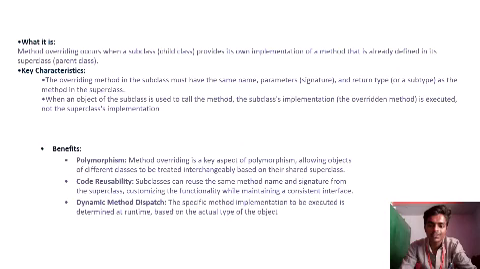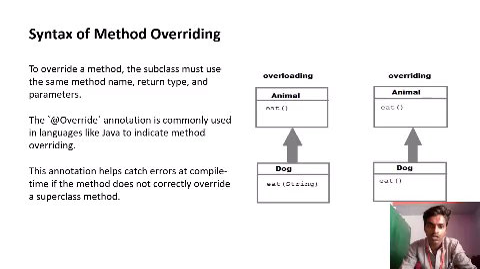Benefits. Polymorphism. Method overriding is a key aspect of polymorphism, allowing objects of different classes to be treated interchangeably based on their shared superclass. Code reusability. Subclasses can inherit the same method name and signature from the superclass, customizing the functionality while maintaining a consistent interface. Dynamic method dispatch. The specific method implementation to be executed is determined at runtime based on the actual type of the object.